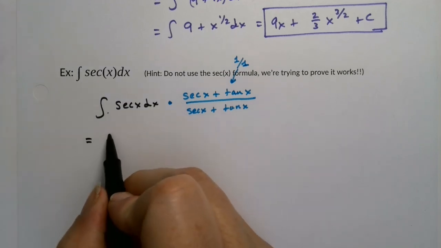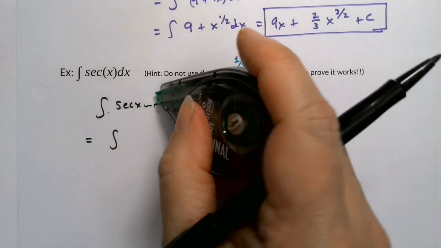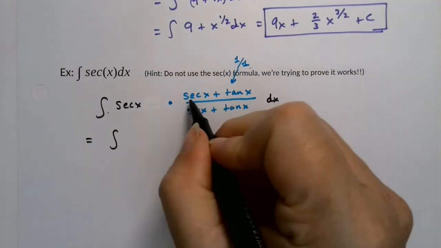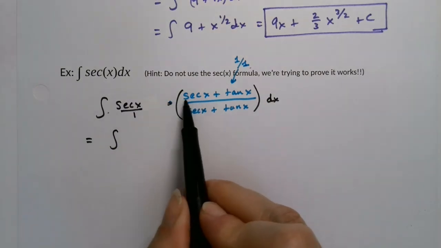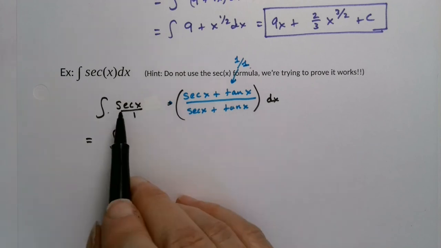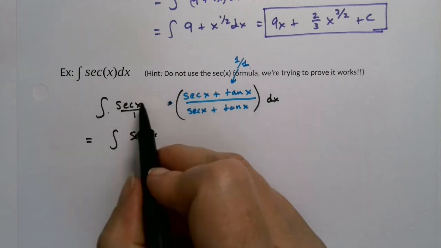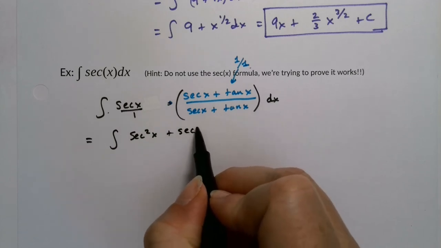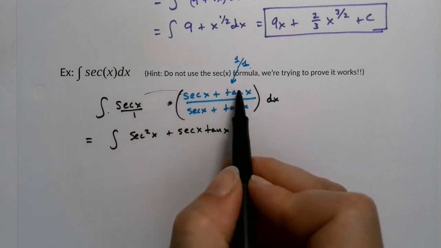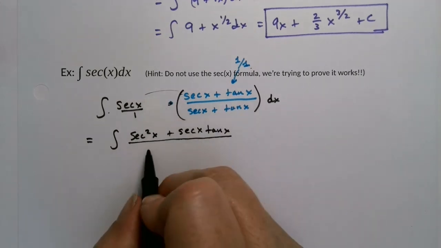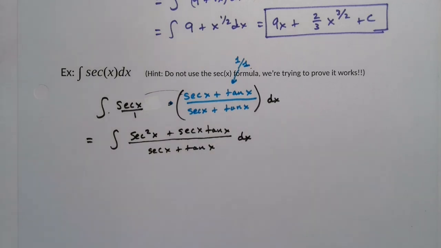All right, so this would be the integral of, and now think about what you're doing. You're multiplying, and if you'd like, you can put the dx over here. It doesn't really matter where it goes. But this is secant of x over 1, multiplied by secant of x plus tangent of x over itself. So if you distribute, you'll have secant times secant, which is secant squared of x, plus secant x tangent x. And then in the denominator, I have secant of x plus tangent of x. And I know you're thinking, that did not make anything better.